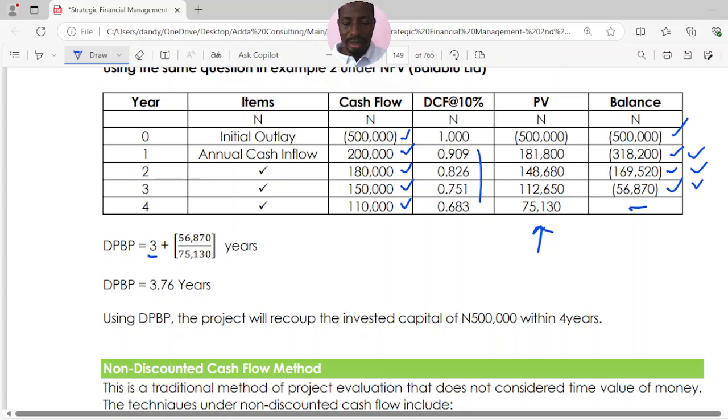So guys, this is the end of today's class. By the grace of God, we are going to continue in our next class. In our next class, we are going to be discussing the non-discounted cash flow methods, payback period, and then accounting rate of return.